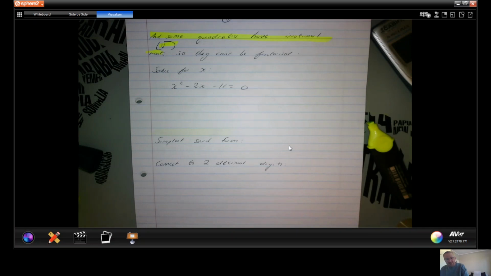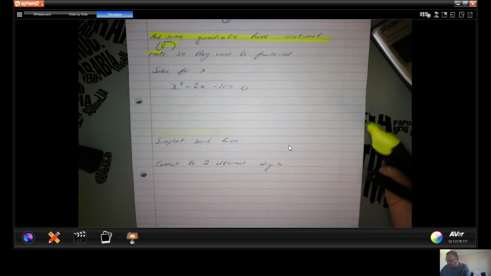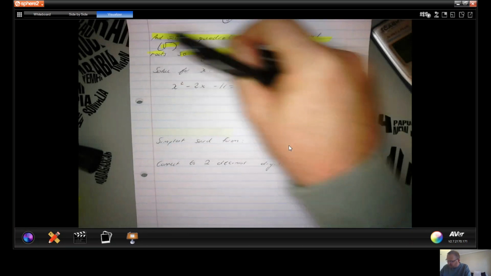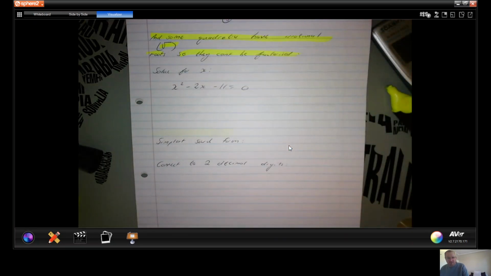So if you get a square root of something that doesn't give you a nice rational number, then we say the roots are irrational. In other words, the x-intercepts are irrational if we did a graph. And as soon as you get irrational roots, it means they can't be factorized using the factorizing techniques that you guys use. So let's have a look at one.